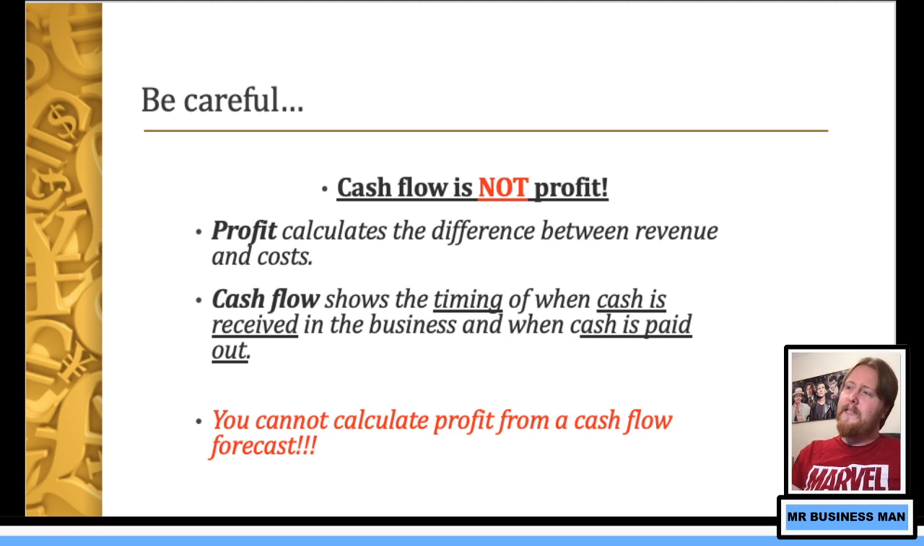So profit calculates the difference between revenue and costs. Cash flow shows the timing of when cash comes in and out of the business. You can't calculate profit from a cash flow forecast. And I promise you, someone watching this video will try and do that in an exam. In an exam situation, you will freak out and you will try and figure out profit from it, and you will talk absolute nonsense about why that's important and why you can actually do it. You can't.